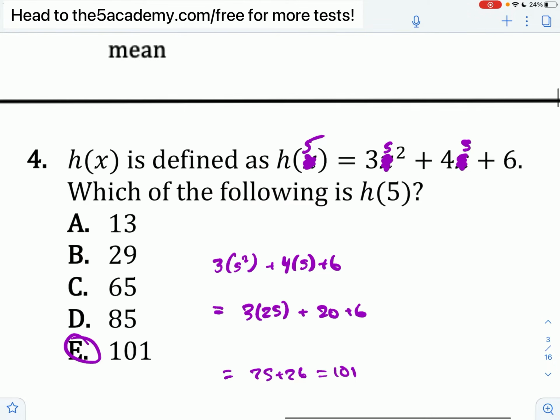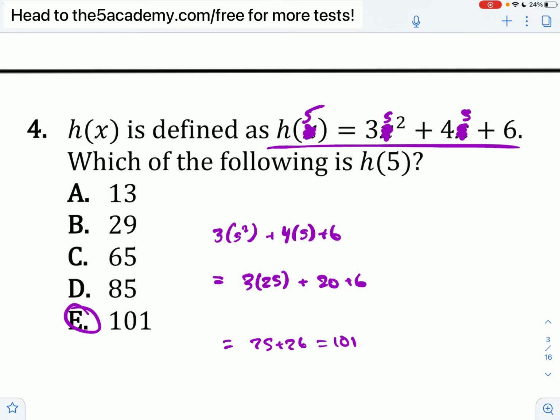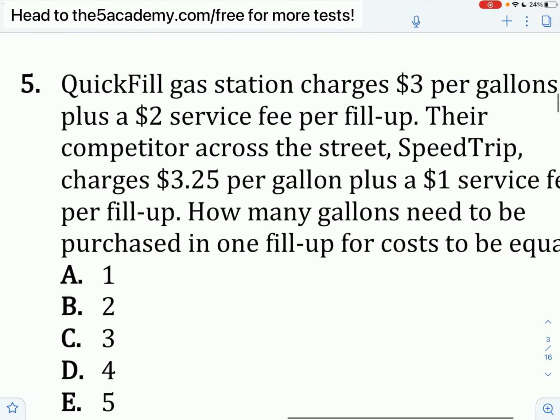Very simple. Another way to solve this, if you don't want to do the algebra behind this, is you can just plug this equation into your calculator and write it out and let your calculator solve it if it's a TI-83 or TI-84, or you could even graph the equation and see what value of y you get at the x value of 5.